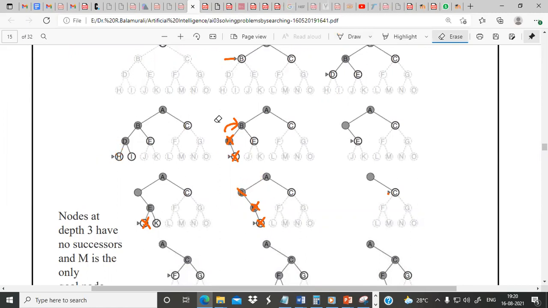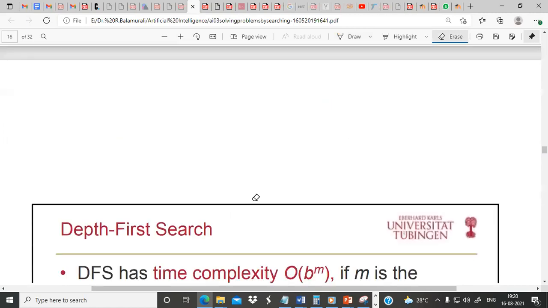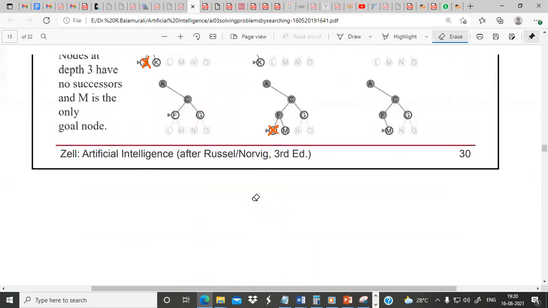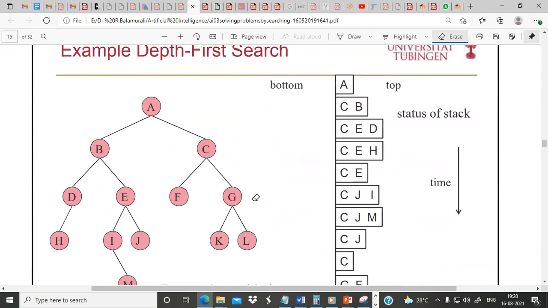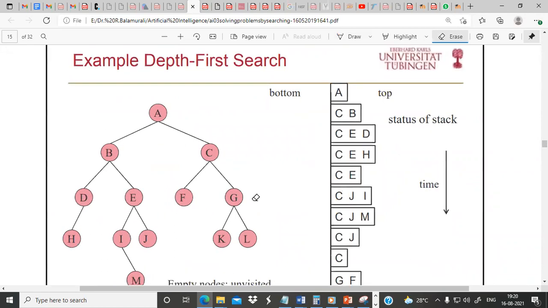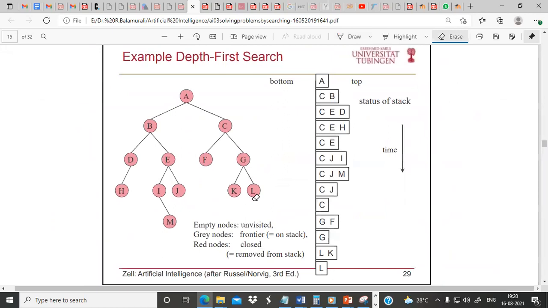Okay. So here is an interesting example. So this is another good example for depth first search. This is using the frontier. But here the frontier is a LIFO queue, or you can call it a stack. Initially the frontier contains only E, the root node. Let us assume L is the goal state.